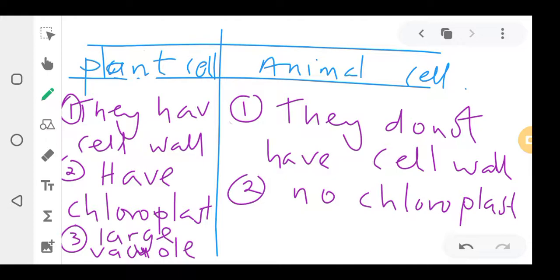Vacuole. And then these ones have got small vacuole. Okay.